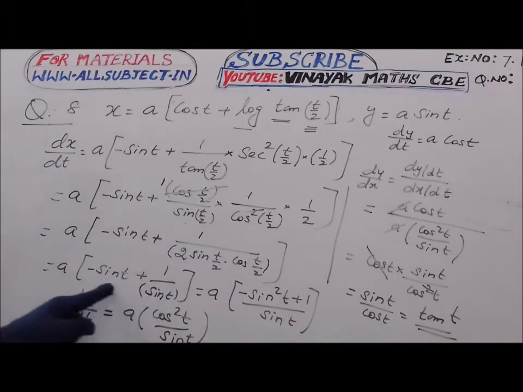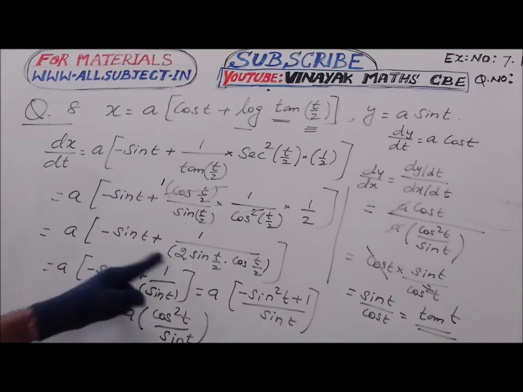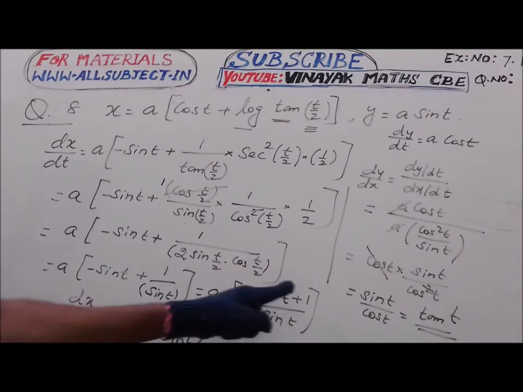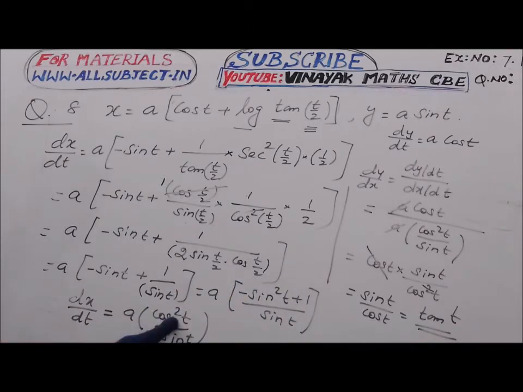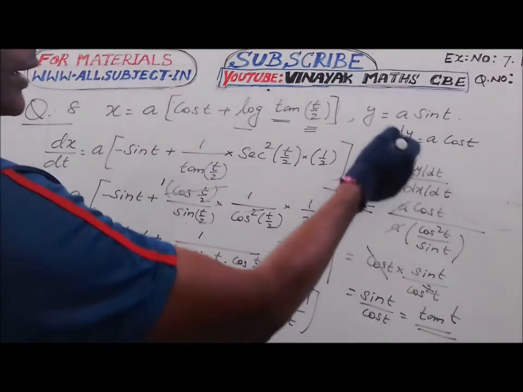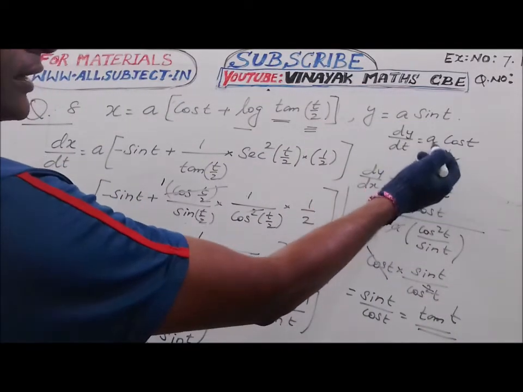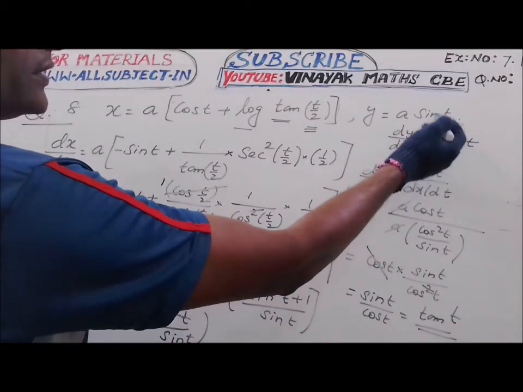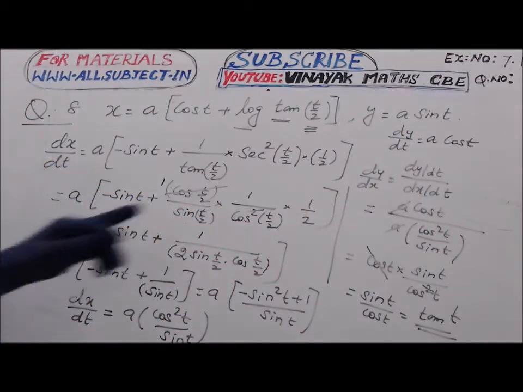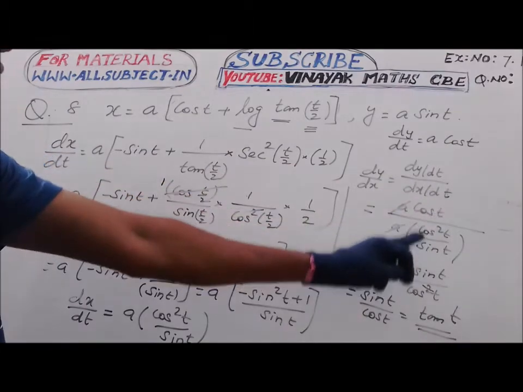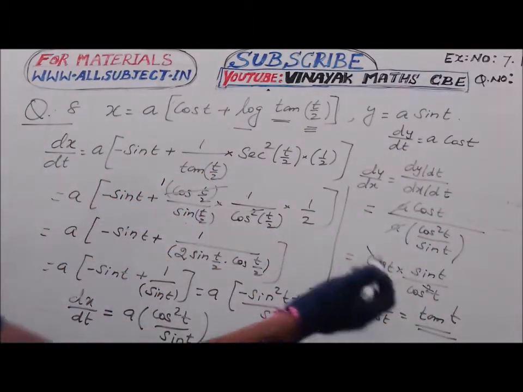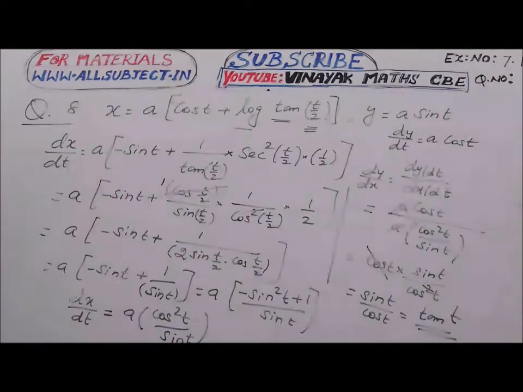Now taking the LCM, here we have minus sin t. Cross multiplying, we get minus sin square t plus 1 by sin t. So 1 minus sin square t is cos square t by identity, divided by sin t. This is dx by dt. And then we have already found dy by dt as cos t, simply by differentiation of sin t is cos t. Now dy by dx is dy by dt divided by dx by dt. Substituting the answers and simplifying, we will get tan t.